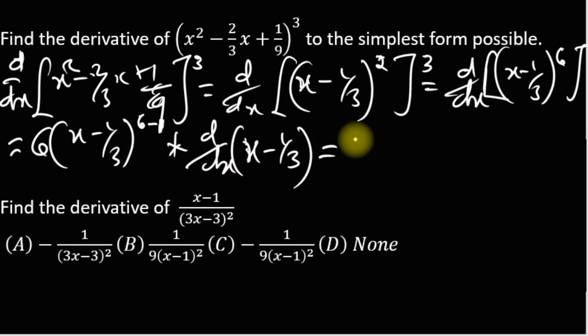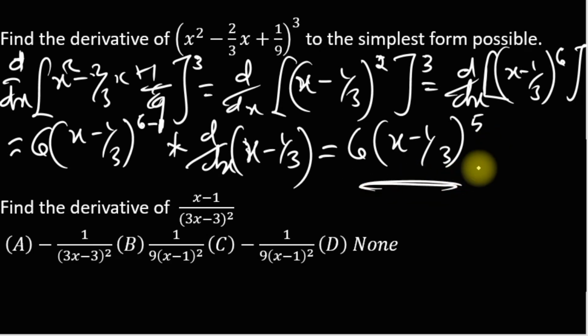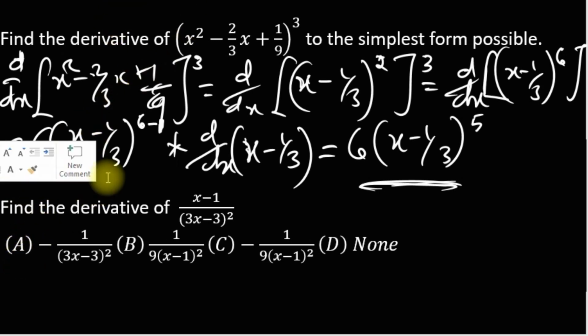So this is now 6 bracket x minus 1 over 3 to the power 6 minus 1, which is 5. And the derivative of this is 1. So no need, times 1 is the same thing. So our answer is that. So the next question, we are asked to find the derivative of that.